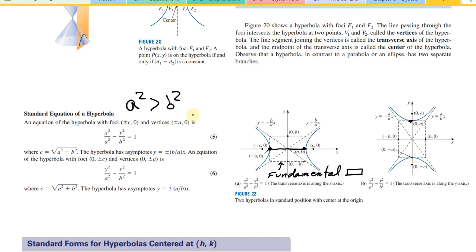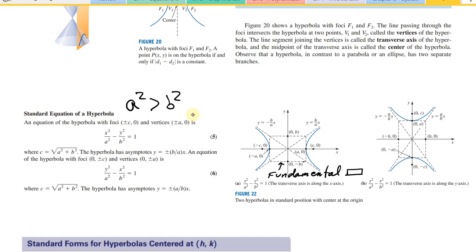And if the transverse axis, remember, that's the segment that connects the vertices, is vertical, then we have a vertical hyperbola. Every hyperbola has a transverse axis, and it also has a conjugate axis. The conjugate axis is the axis that's perpendicular to the transverse axis. In the case of a vertical hyperbola, the conjugate axis connects the endpoints of b and negative b together. All right, so every hyperbola has a transverse axis and a conjugate axis.